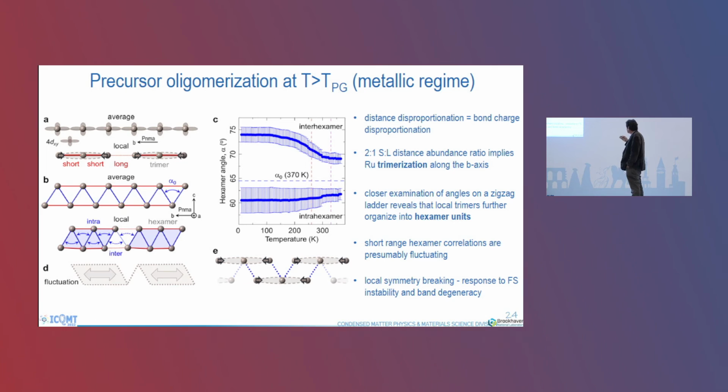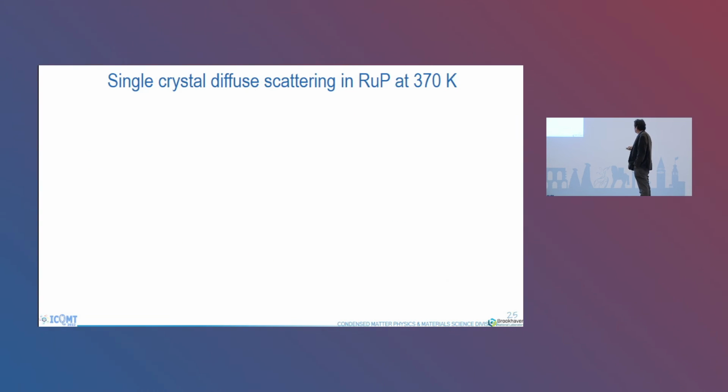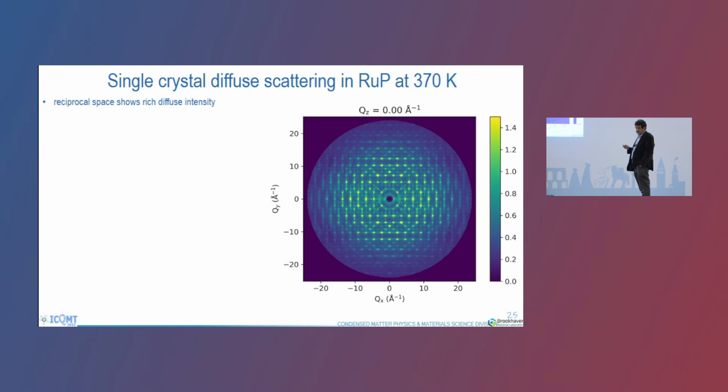If you do a careful assessment of other refinement parameters, such as bond angles, you realize that the bond angles on the zigzag ladder are also bifurcated: you have 4 smaller angles that are relatively temperature independent and 2 larger angles, which portrays that these trimers are further organized into hexamers. This short-range hexamer correlation is presumably fluctuating at high temperature and represents a response to the Fermi-surface instabilities in the metallic regime.